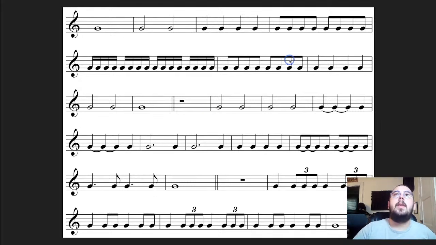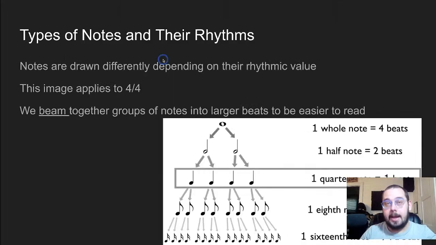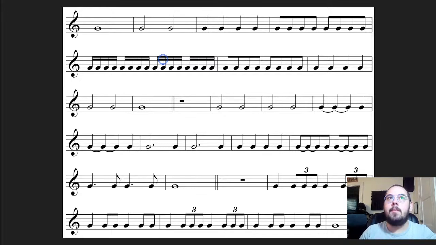Up top here we have 8th notes. Instead of having a single flag, we've beamed them together with a single beam so we can see the group here. 16th notes have 2, like the 16th note on the last slide had 2 flags. So we would add another beam for a 32nd note, another for a 64th, and so on.